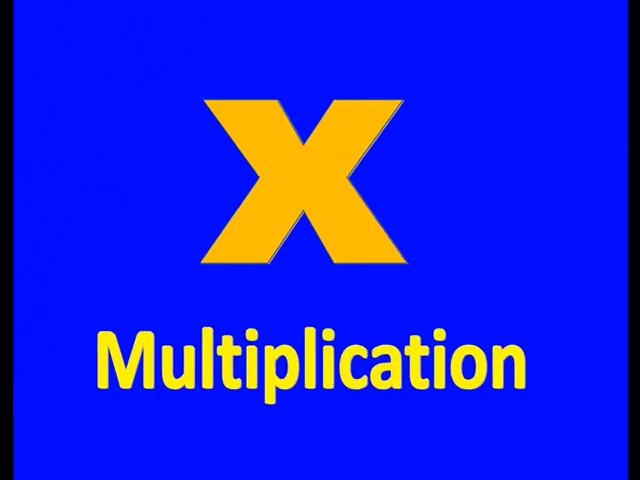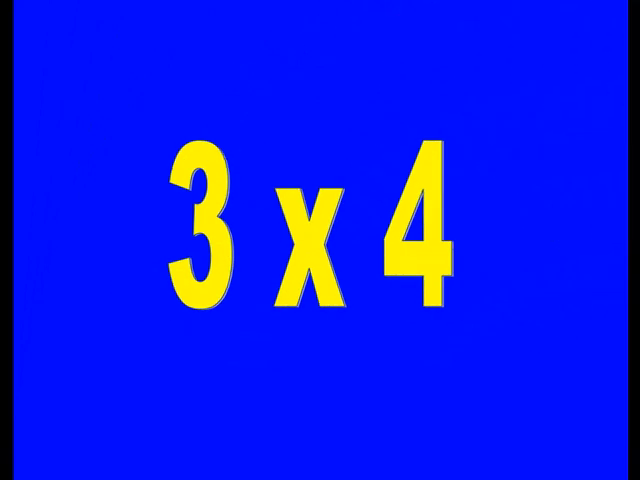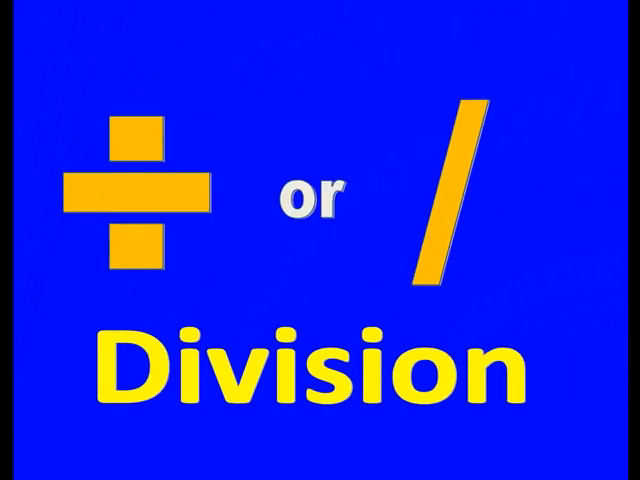Multiplication. It is used to mean multiplication. For example, 3 times 4 means 3 into 4 places. Division. These symbols are both used to mean division.